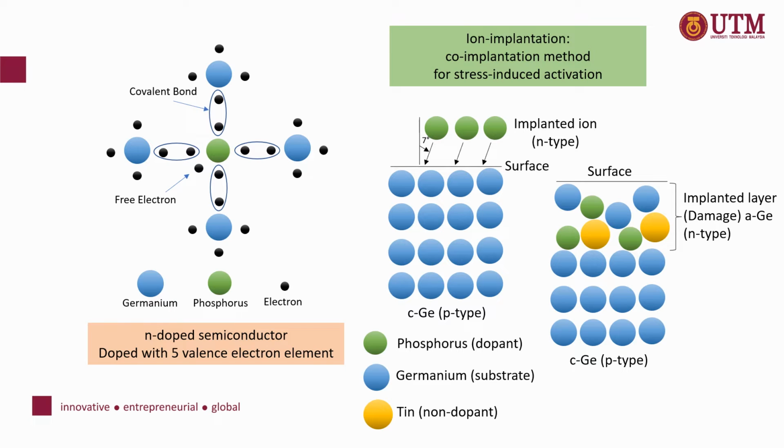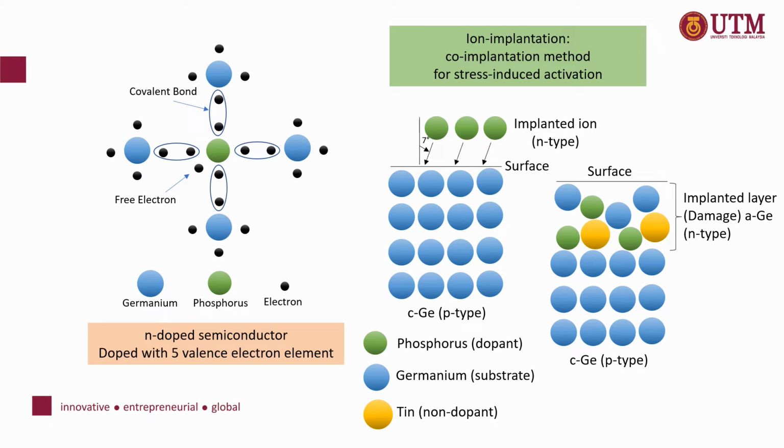Group 5 of the periodic table was chosen because they have 5 valence electrons. So when the bond is formed, a free electron is produced. For example, here we have germanium in blue as the substrate and phosphorus in green as the dopant. The covalent bond formed between germanium and phosphorus produces a free electron.